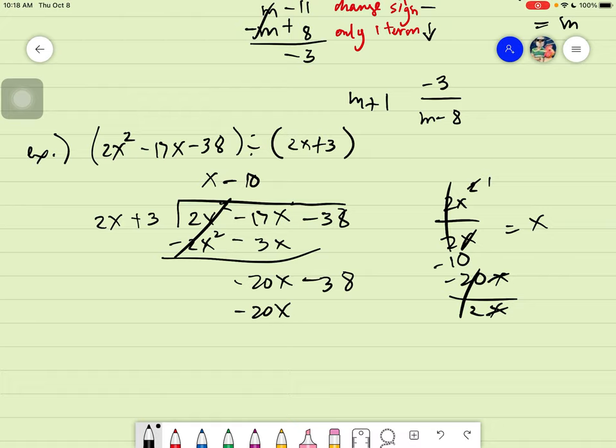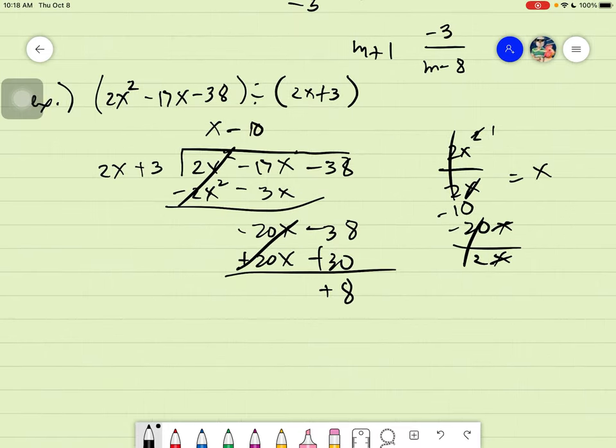Okay? So this would be negative 10 times 3. It's negative 30. Then again, you have to subtract, so you have to change the sign. Cancel out, laging nawawala. The answer is positive 8. And since wala na, dulo na yan, your final answer would simply be x minus 10 and 8 over 2x plus 3. That is your remainder. Okay? I do hope you got that, everyone.